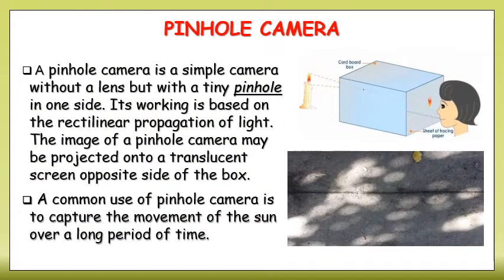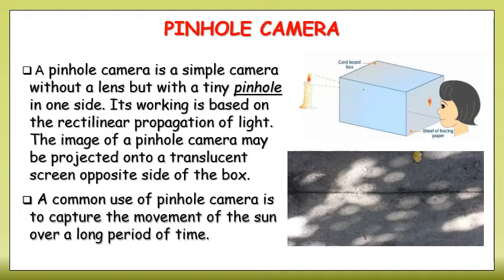Now what is a pinhole camera? Students, a pinhole camera is a simple camera without a lens but with a tiny pinhole in one side. It forms an image of an object on a translucent screen. And you know it works on the principle that light travels in a straight line, or you can say the rectilinear propagation of light.